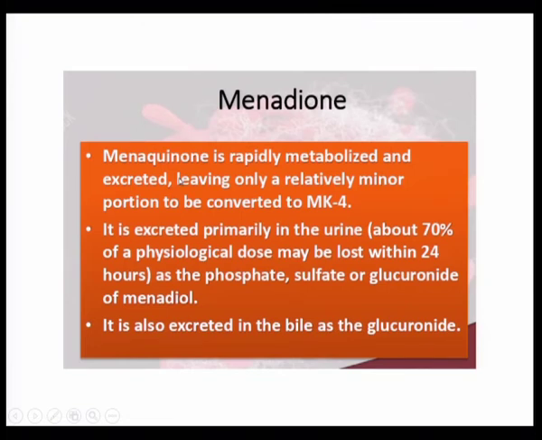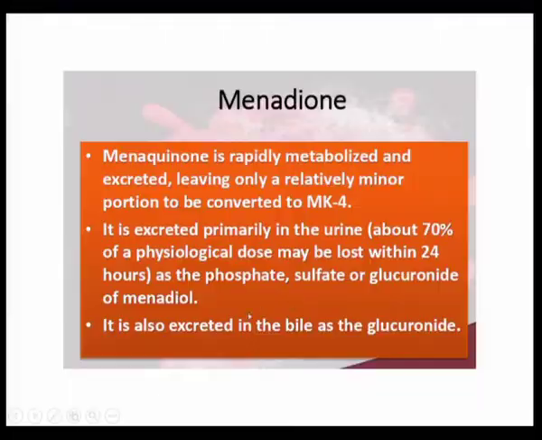Now you see over there menaquinone. What is menaquinone? It's the synthetic version of vitamin K. It is rapidly metabolized and excreted, and only a relatively minor amount is converted to MK4. If you consider the primary route of elimination, about 70% of the physiological dose could be completely lost by renal excretion, as a phosphate, sulfate, or glucuronide, or menadiol. So it means what?